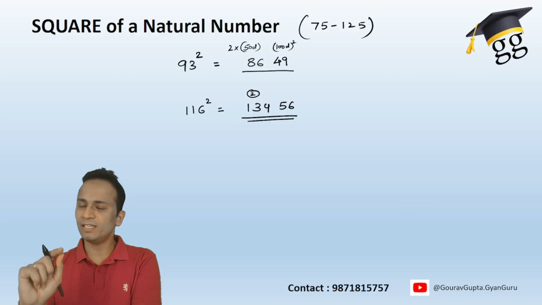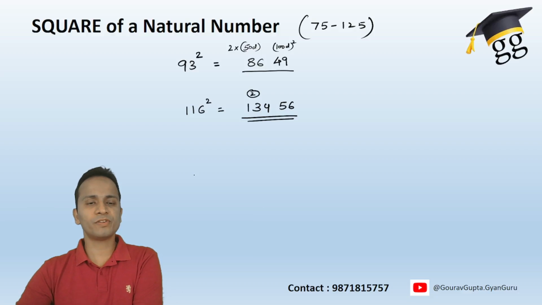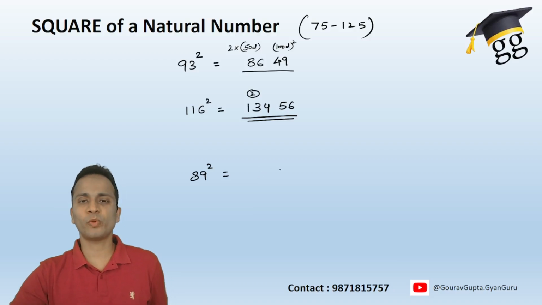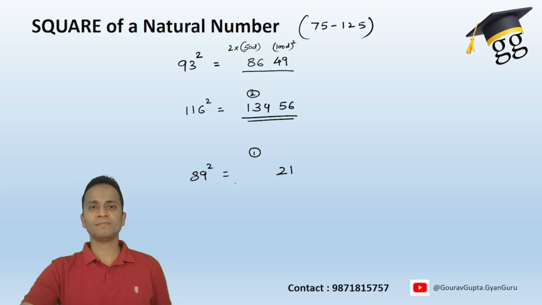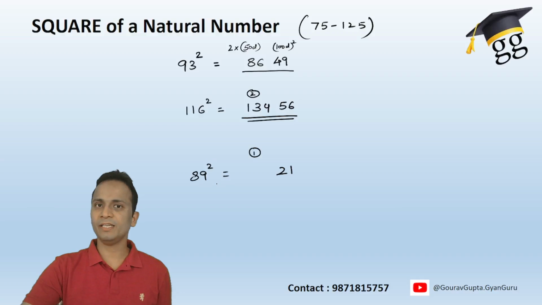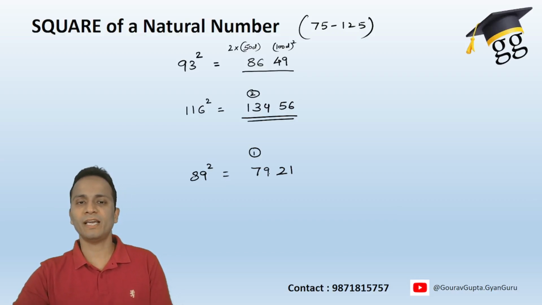Now finally, let's take one more example. The square of let's say 89, right? So 89 का difference 100 से कितना होता है? 11. 11 square is 121. Carry forward 1. Then difference of 89 from 50 is 39. 39 का double 78 plus 1 79.